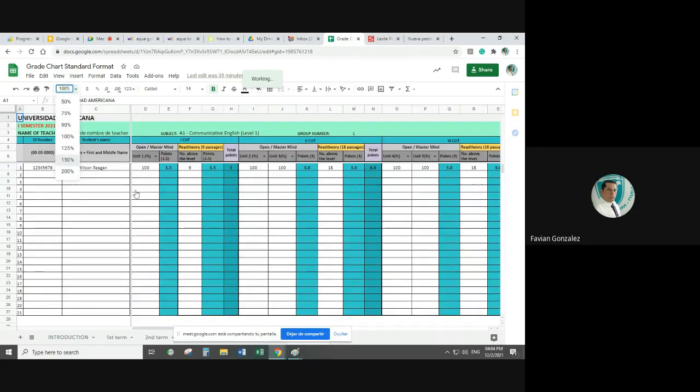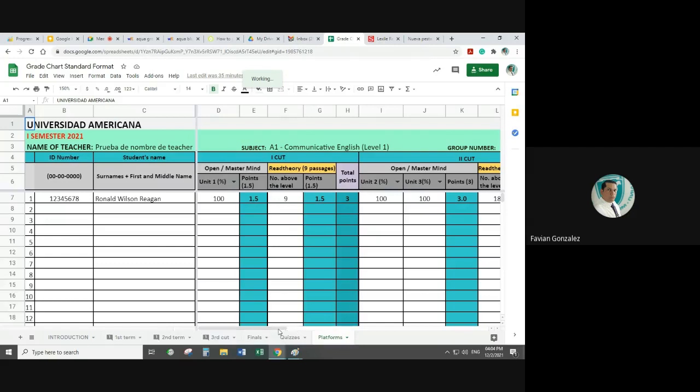Okay. In this semester, we want to grade the work that they do on OpenMind platform and also on Readtheory. With OpenMind, we're fine because we know that we can get the percentage per unit. And that's exactly what you can do. Once you get the unit percentage per student, you can input that number just right here as it is in the example.